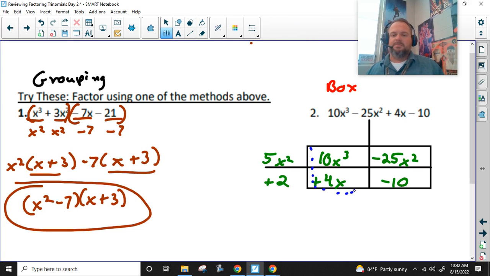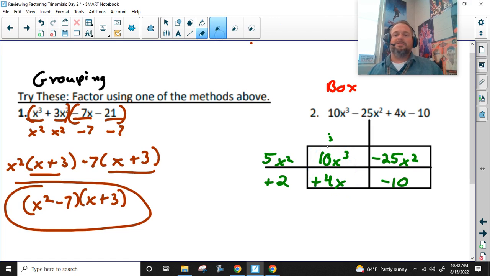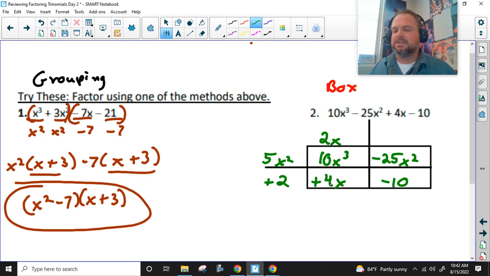I'm looking at this column right here. Okay. So what's the biggest number that will divide 10 and 4? 2. Oh, even giving me the variable. Look at you. And yes, x to the first is the smallest one. Okay. Same way like we had over here, this first number is negative, so I know I got to take out a negative. Okay. What's the biggest number that will divide 25 and 10? 5. And we're done.